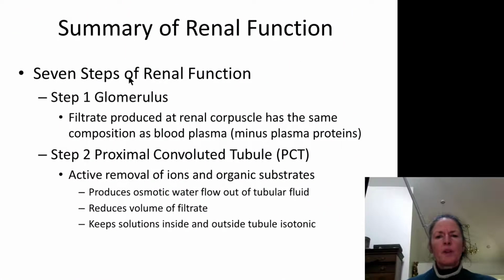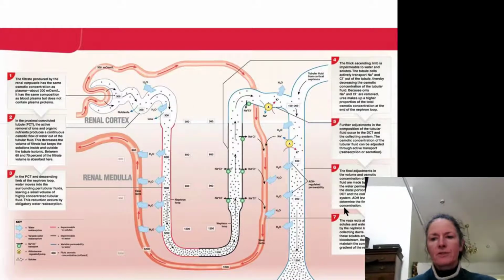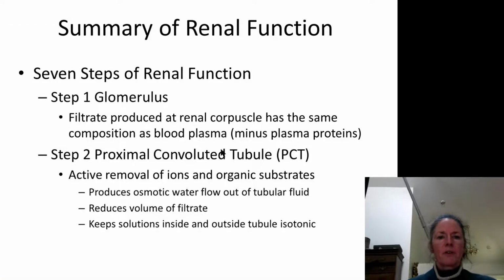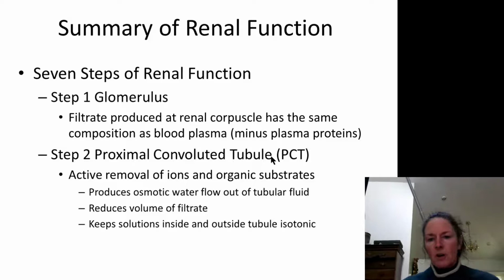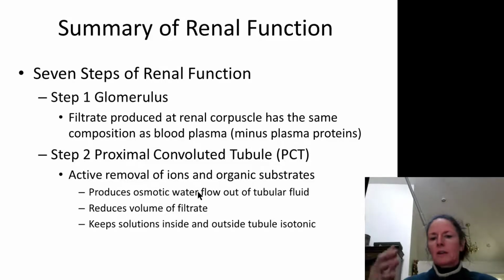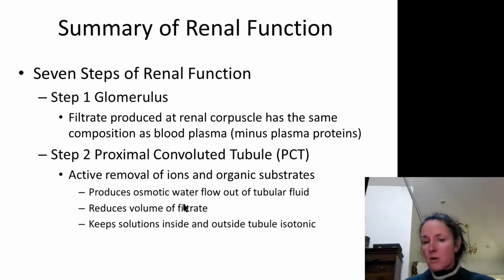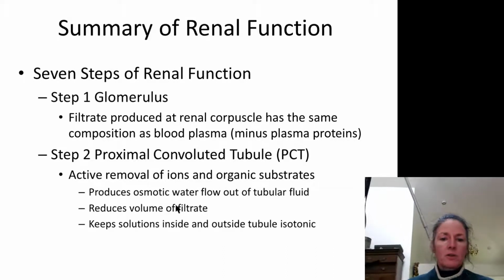All right, so now we've got sort of a 7-step process. It very much mirrors these 7 steps shown here. So we've got our 7 steps here, and then we've got the slide form of it. This is basically a batch of word slides that reiterates everything that we've said. So we've got filtration at the glomerulus, and then we're going to have a lot going on at the proximal convoluted tubuli. We're going to get a lot of our ions and organic substrates back. We're going to get some water moving by osmosis out of the tubular fluid, and this is going to reduce the volume of the filtrate.